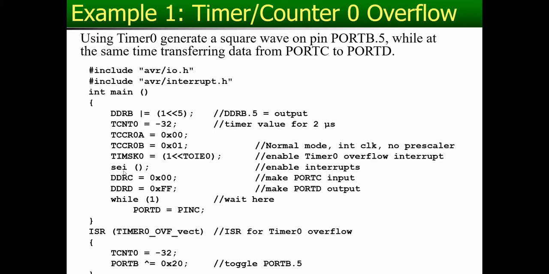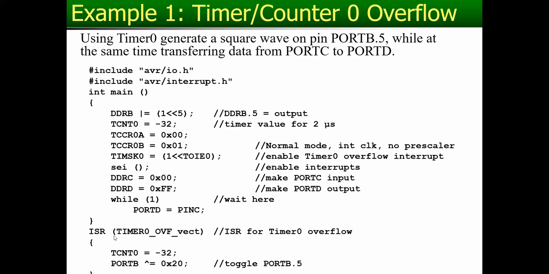And SEI is the set enable interrupts. I think that's what it does. It sets the global flag in the status register. Without that, none of the interrupts will work. And DDRC0 makes port C input, port D output, and we go into the while loop, keep listening to port C. Whatever comes in, just throw it to port D. So we have connected a switch outside, and whatever that sends, 1 or 0, will be shown on the LED connected to port D, pin 5.